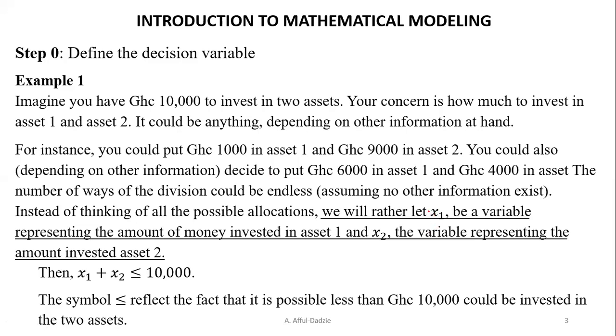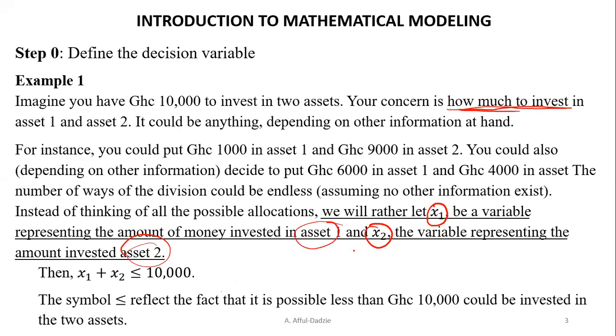So let's say, because our concern is how much to invest in either of the assets, we can say, let X1 be a variable that represents the amount we will invest in asset 1, and let X2 be a variable that represents the amount we invest in asset 2. So what we have done is to define our decision variables. We are going to make a decision on X1 and X2, so that if we know what X1 and X2 would be respectively, then we can tell what our investment is going to be.